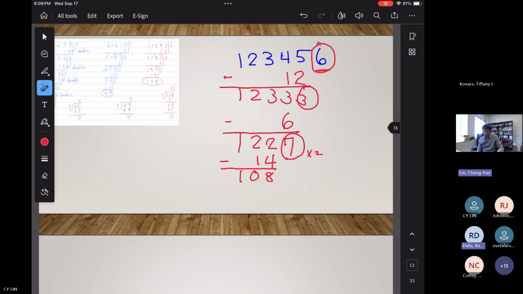Still not divisible. Now 108, if I double it, that would be 16, right? That's too much. So why not just take 108 and try if it is divisible by 7, that's much easier. So 7, and then 38, and 5, 35. Oh, remainder is 3, so this is not divisible.